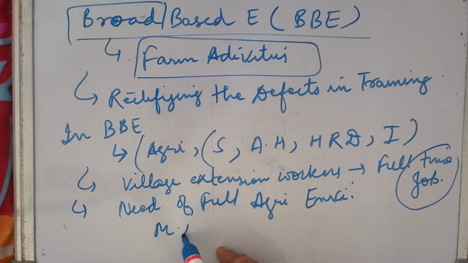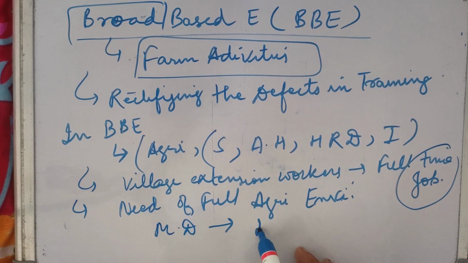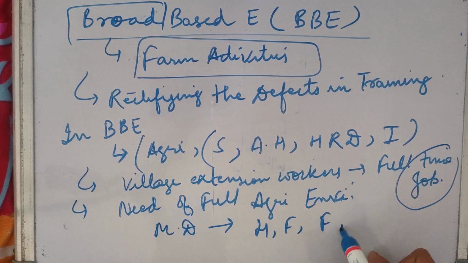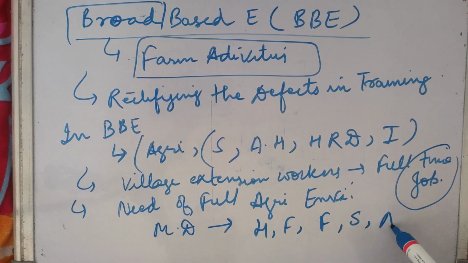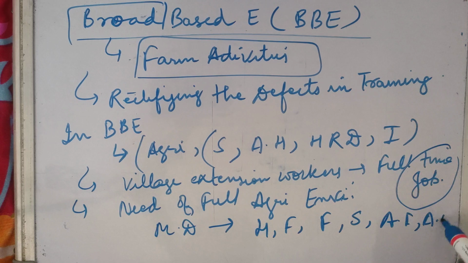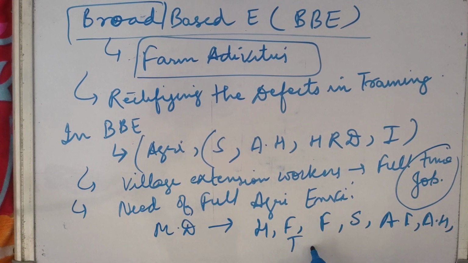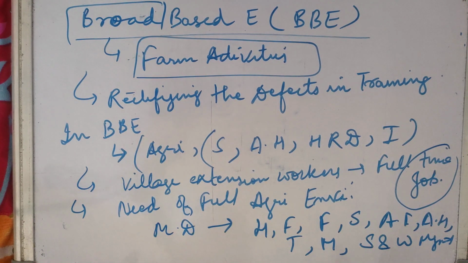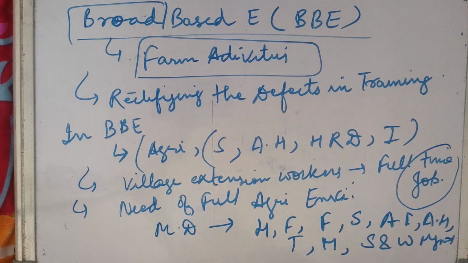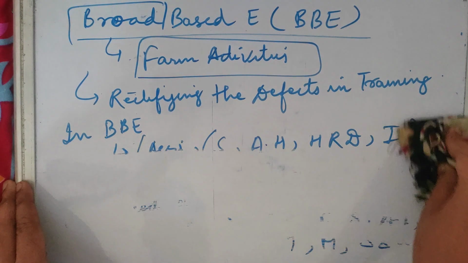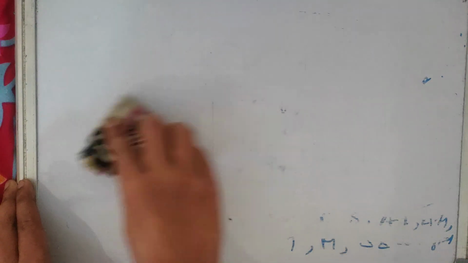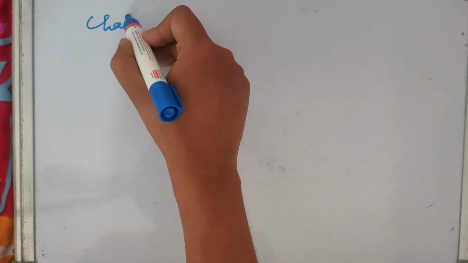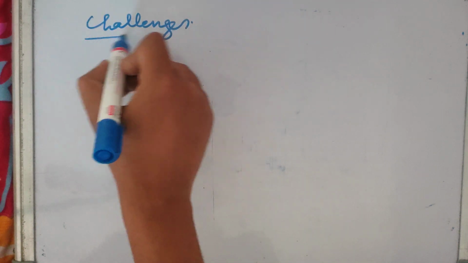Workers take multi-dimensional roles such as horticulture, forestry, fishery, sericulture, agroforestry, animal husbandry, technology, marketing, soil and water management, etc. All things have been added here. It is multi-dimensional. But there are many challenges in implementing broad-based extension. So what are those challenges? Challenges in implementing broad-based extension.